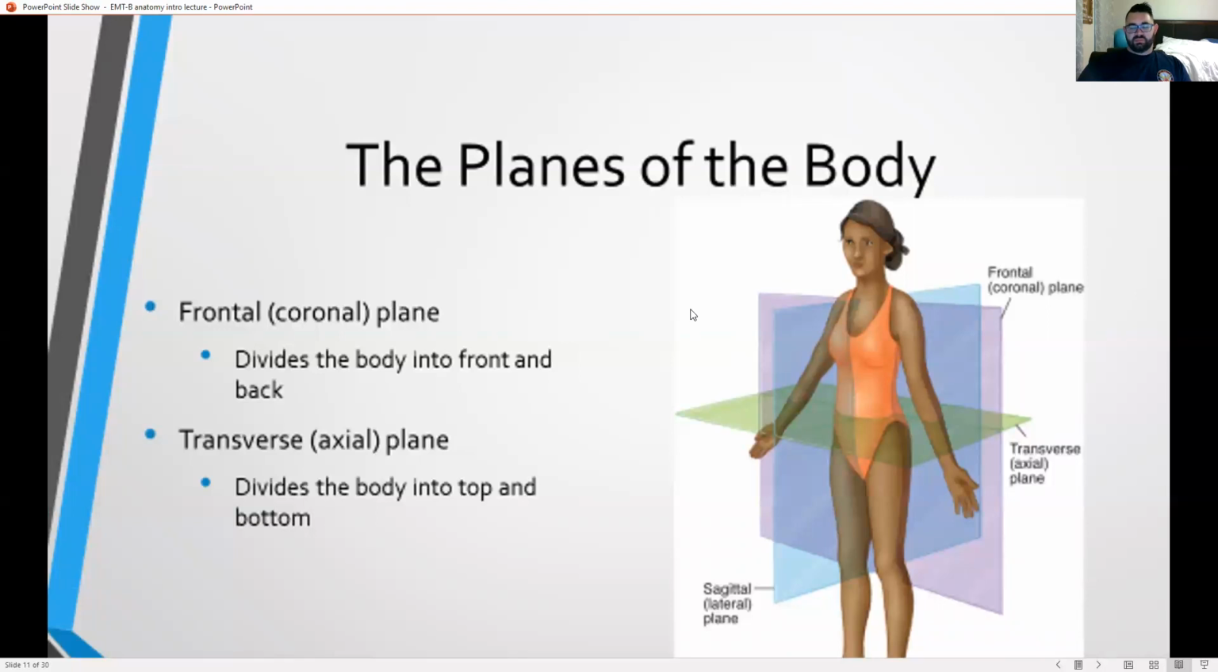All right, next we're going to talk about the planes of the body. The planes of the body. The frontal plane, also known as the coronal plane. Sometimes in medicine, there are two or three different names for certain things, and it's important to know all of them because we're not sure what one registry will test you over. So we want you to be prepared for all aspects of that exam so you can be successful.